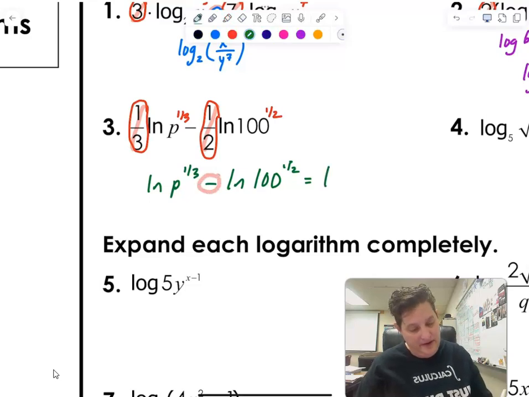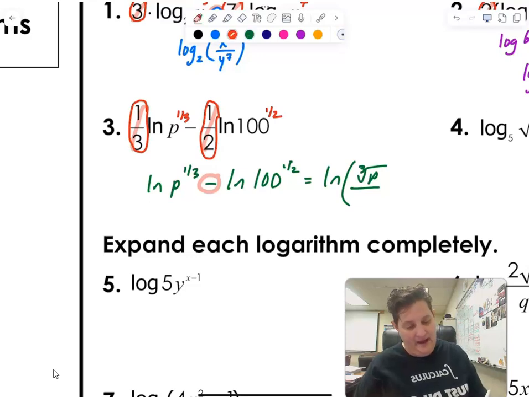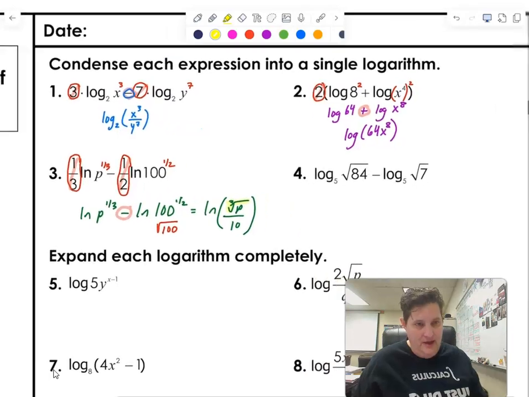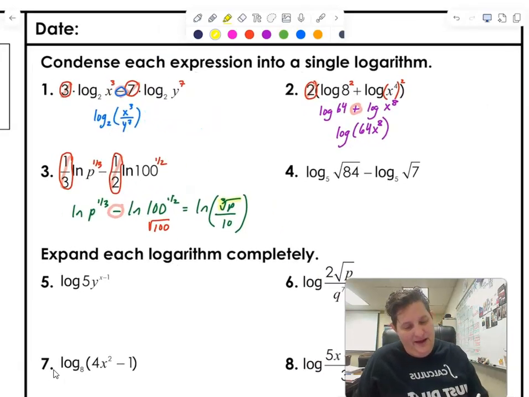So I'm going to put ln of, and then p to the 1/3, I'll go ahead and do cube root of p. And 100 to the 1/2, well, that's the square root of 100, so I can just go ahead and put 10. Now this is actually optional. You could totally just leave it as p to the 1/3, that's fine, but we just want to put those together.